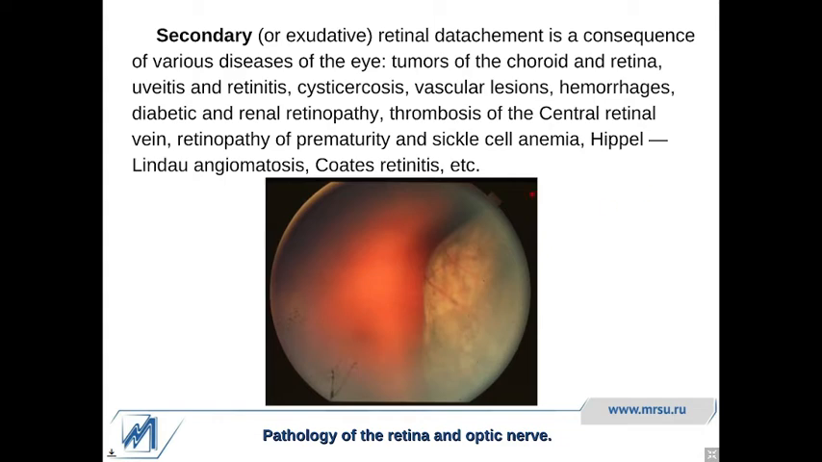No, thanks. Mostly we see secondary retinal detachment after tumors of the choroid, less in retina, and less in inflammatory diseases of these structures.